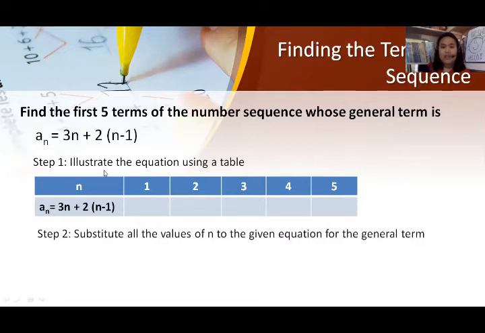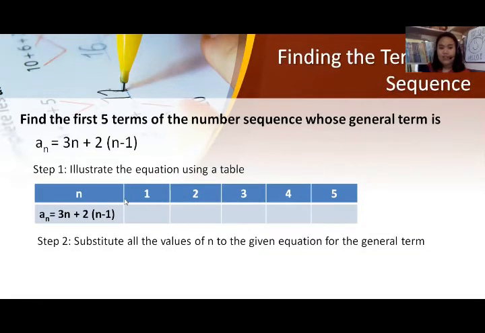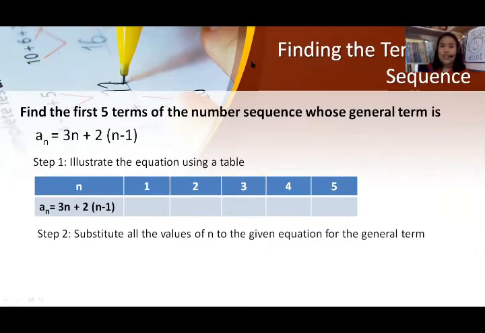That's why, to illustrate the problem, we have to use a table. So, makikita nyo dito, yung table natin is hanggang 5. Why? Because we are looking for the first 5 terms of this general rule or of this general term or formula for this particular sequence. So, ang hinahanap natin kapag sinolve natin tong equation na to, ano yung magiging first term hanggang 5th term natin. Okay, let's try to solve this equation. So for step 1, we have to illustrate it using a table.